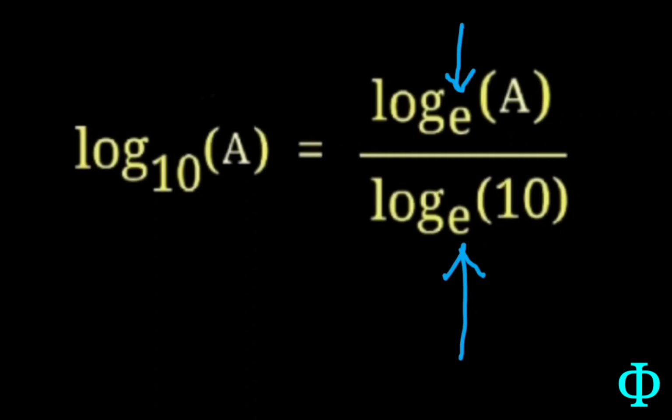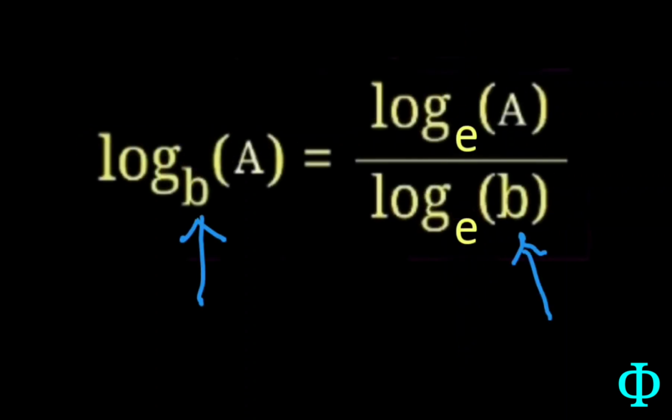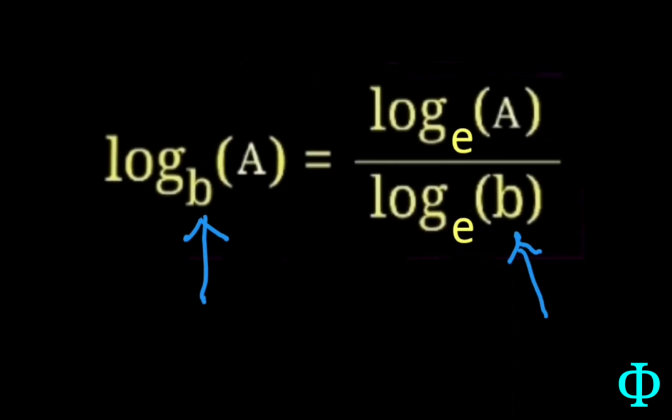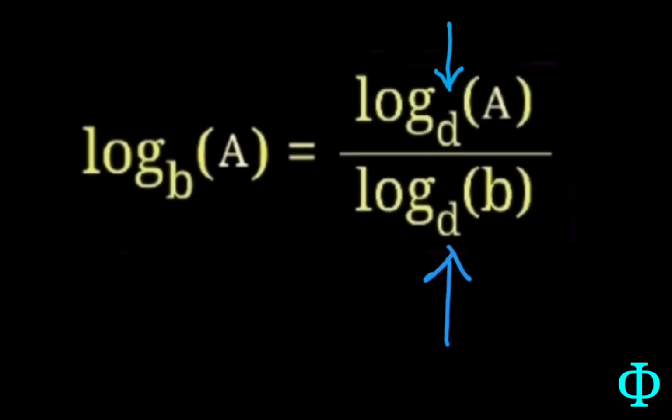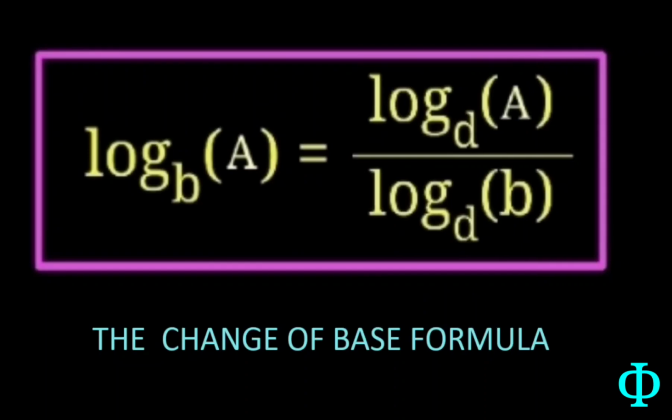We rearrange the formula so that the two e logs are on one side. The number 10 is now expressed as a symbol b. And the e is changed to a generic d, so that the formula may now apply to any pair of logarithmic expressions with differing bases. This is the change of base formula.